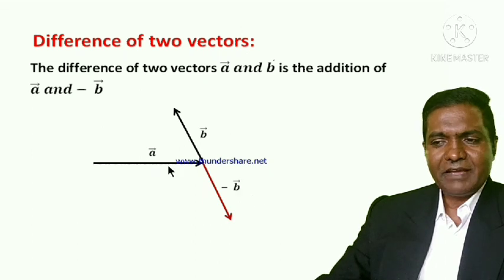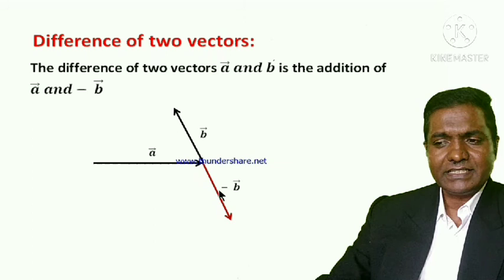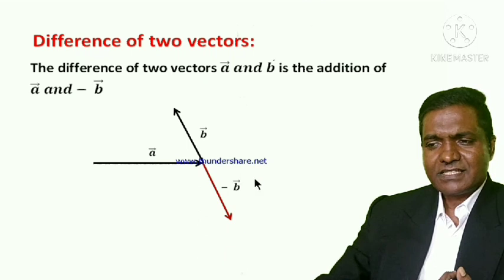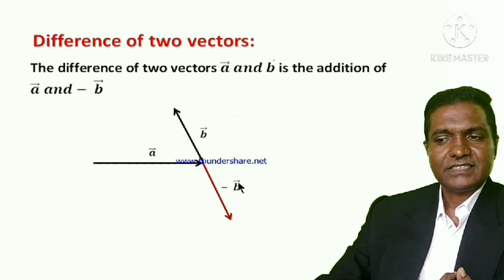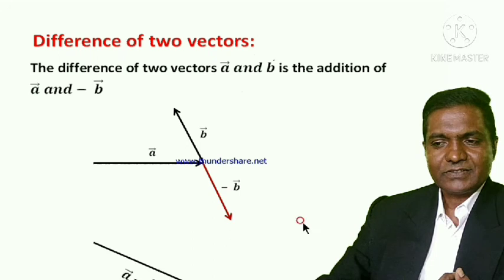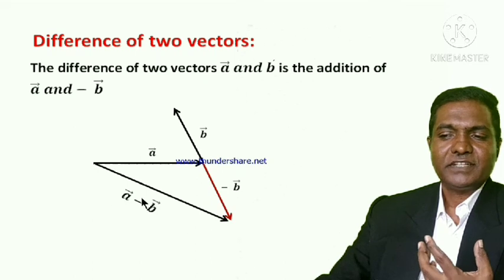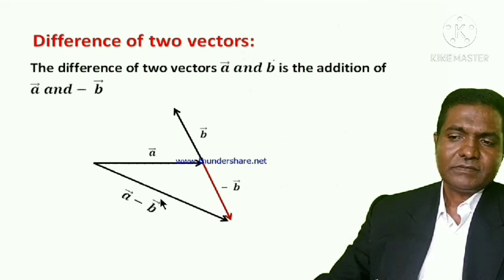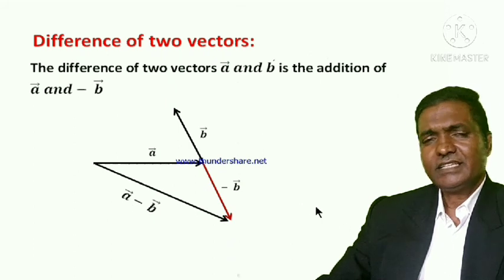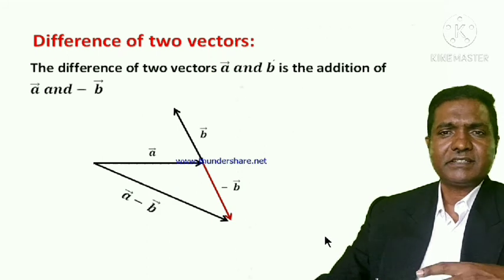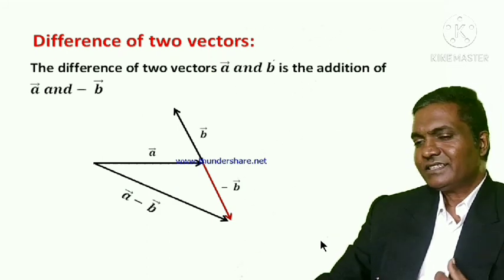Now, A minus B means addition of this vector and this vector. Vector A minus vector B is the addition of this and this. Again you can apply the triangle law of vector addition. So this plus this, what does it become? It is this vector. So this is nothing but subtraction of B from A. In this way vectors can be subtracted. They are nothing but addition of vectors by changing the direction of the second vector.